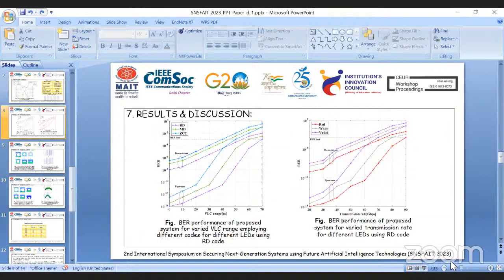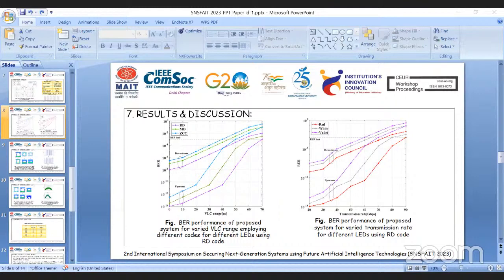Okay, sir. These are my results. I have analyzed all the results in the OptiSystem simulation software, and all these RD and DCC codes I have observed for the different VLC ranges in bidirectional transmissions. Here, I have taken the BER parameter to observe the performance. Sir, I have designed a system. In the system, firstly I have put the RD code, then I have put the MD code and the ZCC code.